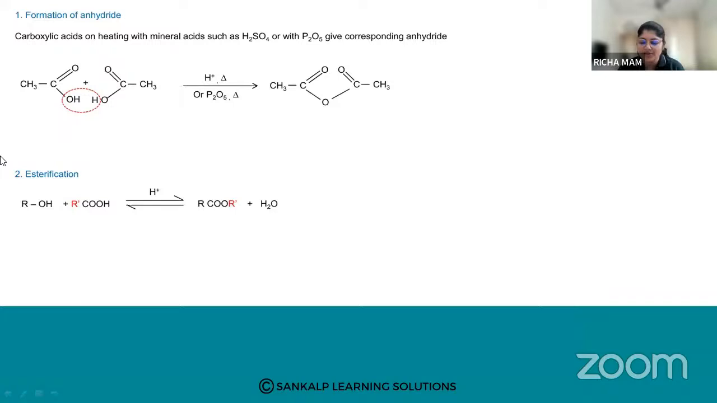Then we discussed the reactions involving the cleavage of the COH bond. In that we discussed the formation of anhydrides, and then the very important esterification reactions. I said to mark it for 2 marks. When carboxylic acid reacts with alcohol in the presence of acid as a catalyst, it forms esters. So this is the esterification reaction, which we have discussed.